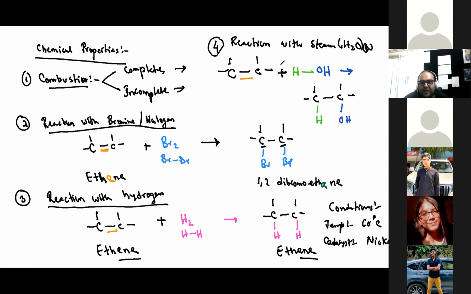So this is an alkene which has been converted into an alcohol. What is the name of this compound? Ethanol, right? So when you add steam, which is H2O, you'll get alcohol. If you write water it won't be wrong, but it has to be steam. What is the condition for this?